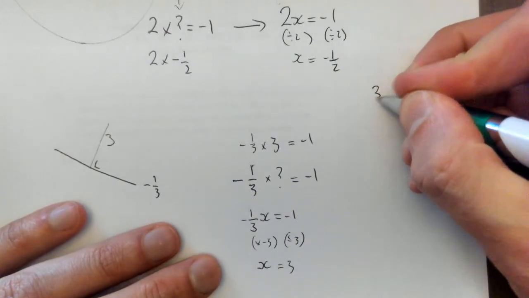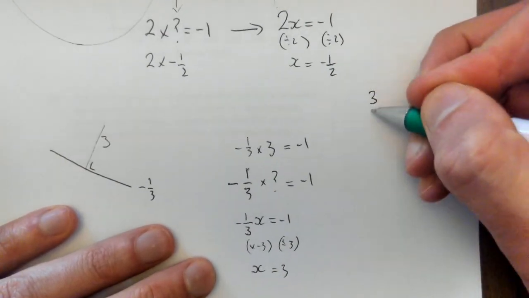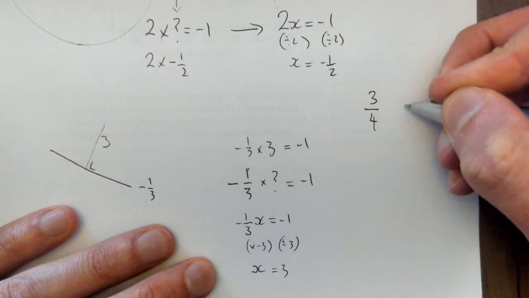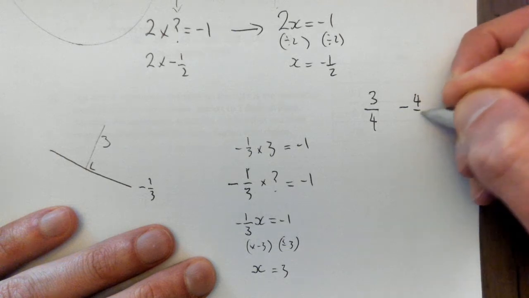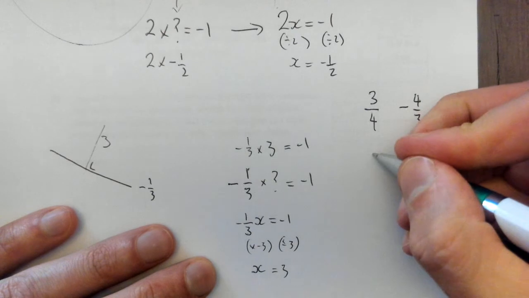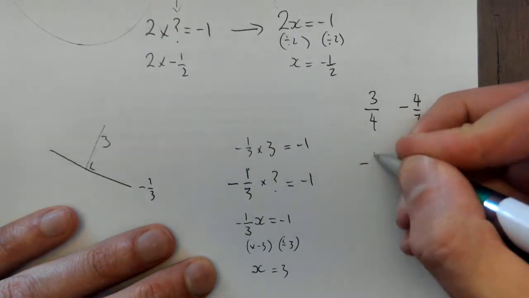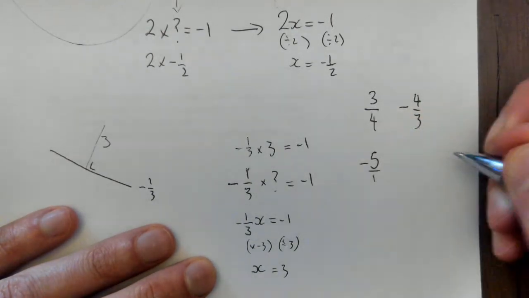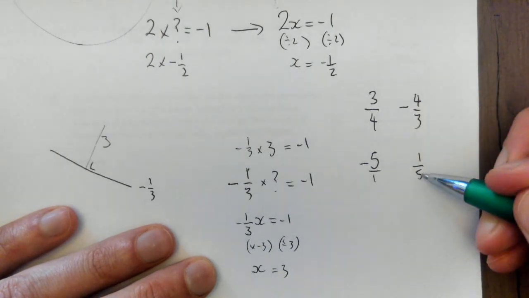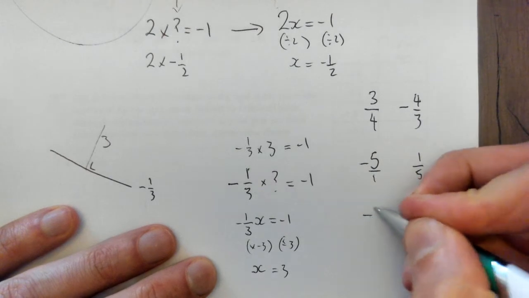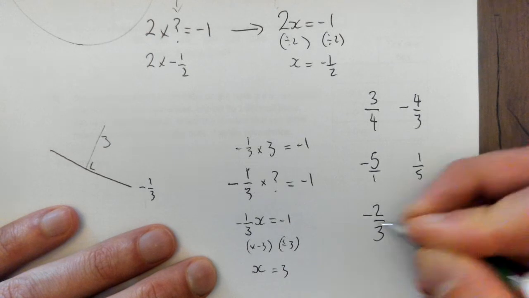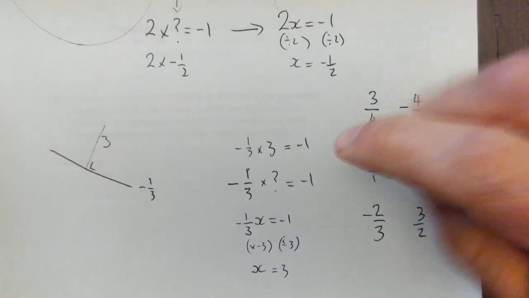So if I give you a slope of 3/4, the perpendicular line will have a slope of -4 over 3. Flip the fraction, change the sign. If I give you a slope of -5, that's the same as -5 over 1. Flip the fraction, change the sign. The perpendicular slope is 1/5. -2/3, the perpendicular slope is going to be 3 over 2. Change the sign, flip the fraction. Okay, so that's your learning for today.